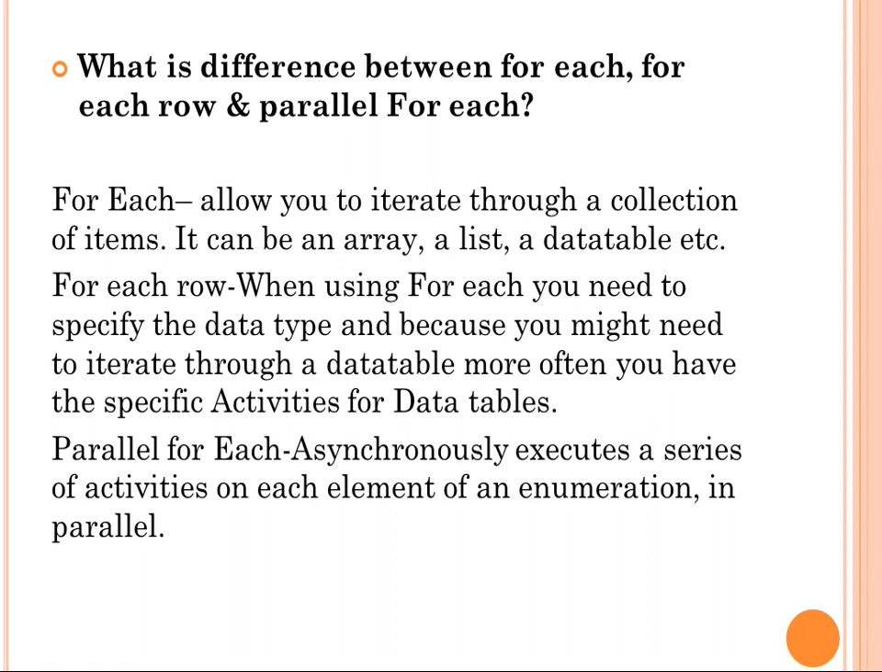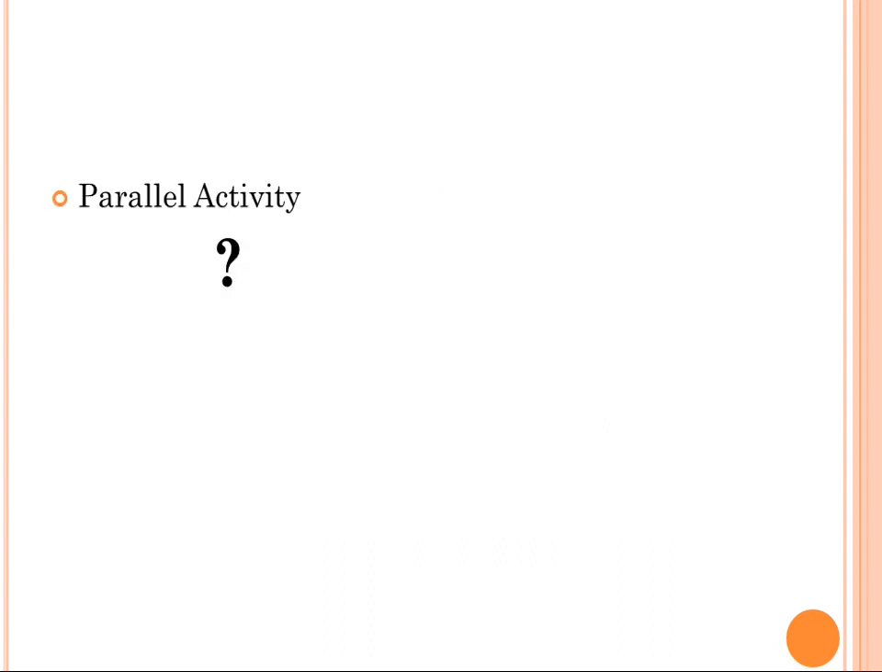Parallel for each is basically executed asynchronously. Okay, it's a series of activities on UI elements, and we iterate these loops on selectors, we can say. Okay, this is all about these types of loops: for each row and parallel for each. Let's move towards the next question.